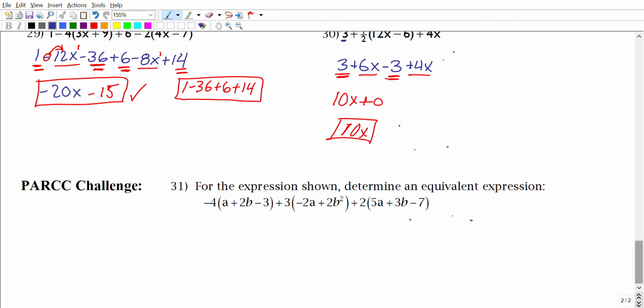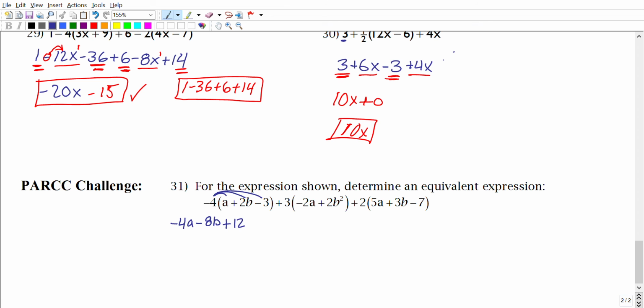All right, so let's go ahead and start this part challenge question now. Same thing as before, guys. Might look super intimidating, but honestly, it's the exact same thing we've been doing this whole time. All right, so we're just distributing. So let's distribute that negative 4 to all of those. So I get negative 4a minus 8b plus 12.